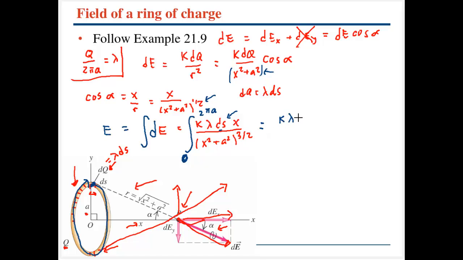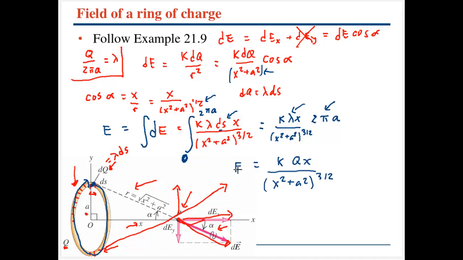So this is going to be k lambda x, and then I have my x squared plus a squared to the 3/2. The integral of lambda ds from 0 to 2 pi a is just going to be 2 pi a, and we can combine lambda and 2 pi a to get our q. So k q x divided by x squared plus a squared, now to the 3/2. That's going to be the electric field at point P.